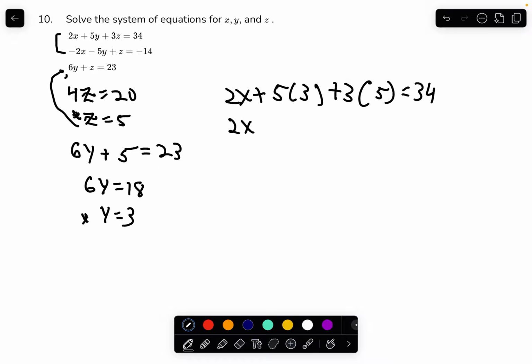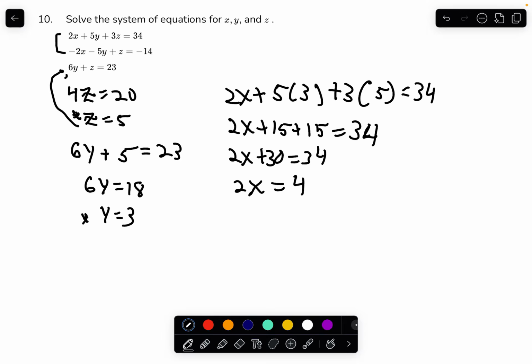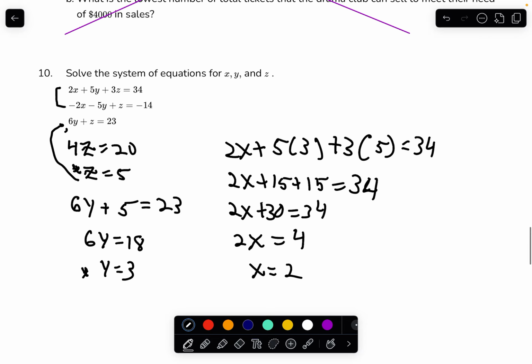So we got 2x plus 15 plus 15 equals 34. 2x plus 30 equals 34. 2x equals 4. x equals 2. And you have the solution of this system of 3 equations, 3 unknowns. Turned out not to be too bad. 2, 3, and 5. And that's it.